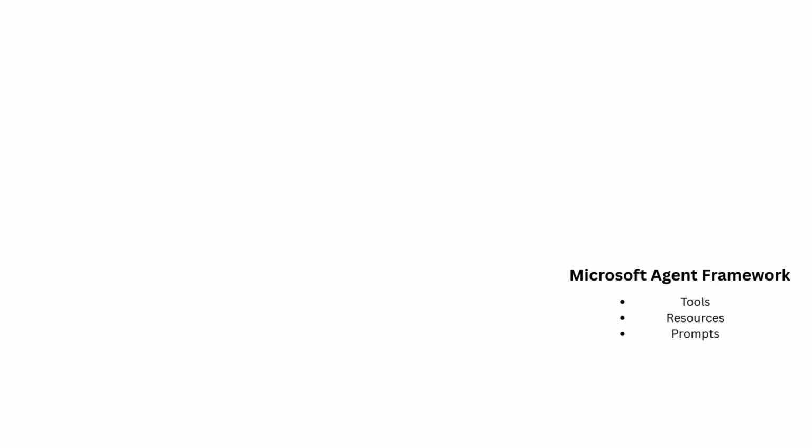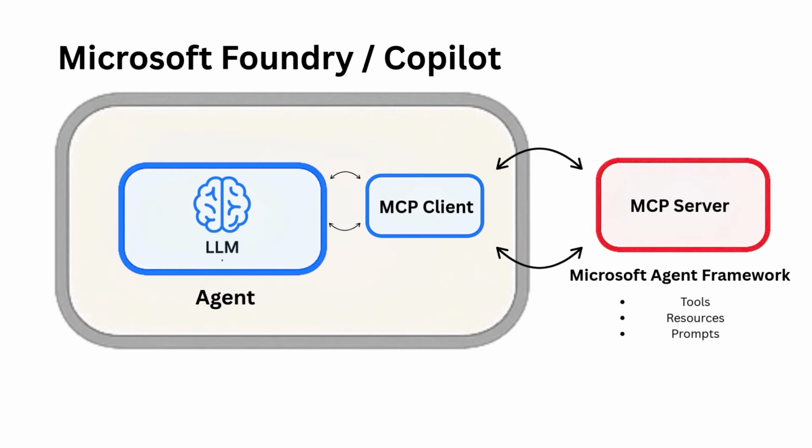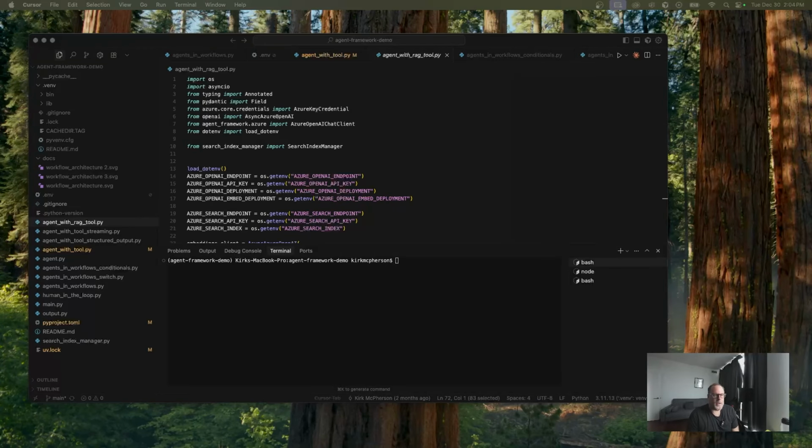Now that we have an understanding of MCP, let's see how we can convert the app we built using Microsoft Agent Framework into an MCP server. This will allow the AI models in other agents, for example in Microsoft Foundry, to easily use our apps by calling tools via MCP. Let's get started.